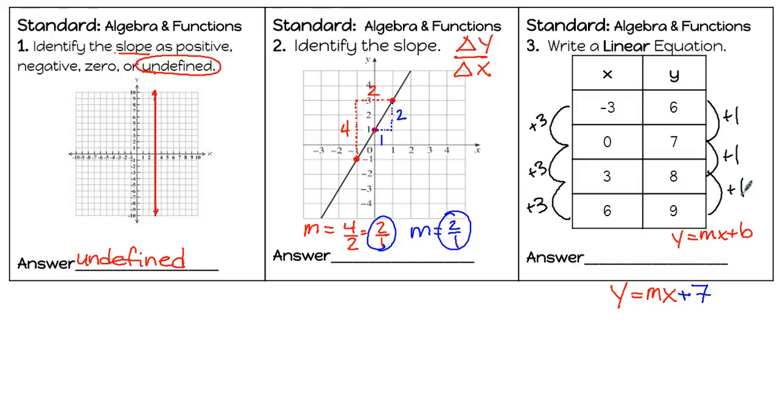So, referring back to change of y over change in x, our slope, or rate of change, would be m equals positive 1 over positive 3. So now what we have is y equals positive 1 over positive 3 x plus 7.